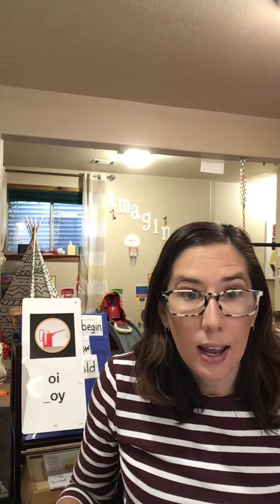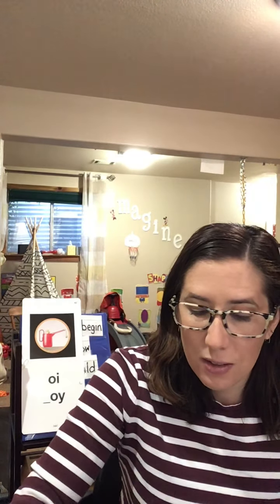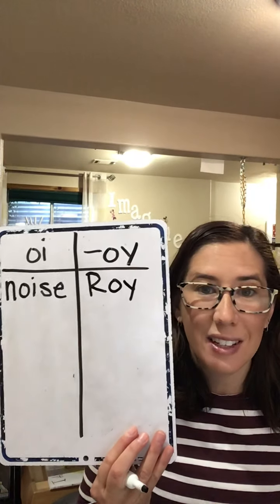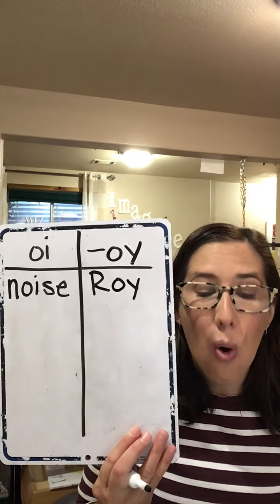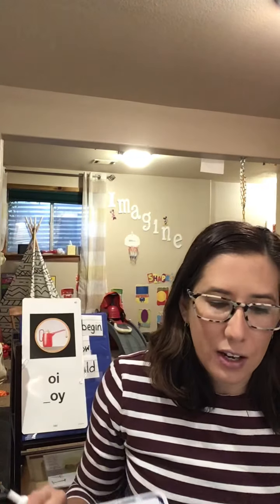Next word, ooh, this one's going to be a name. So what should it be? Should be capitalized, right? Our word is Roy. Oy. I heard it. I heard where it was. Where are you going to write it? Oy. With a capital R because it's a name. Roy.